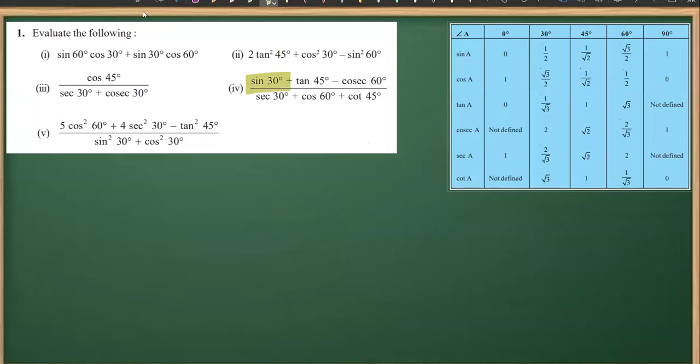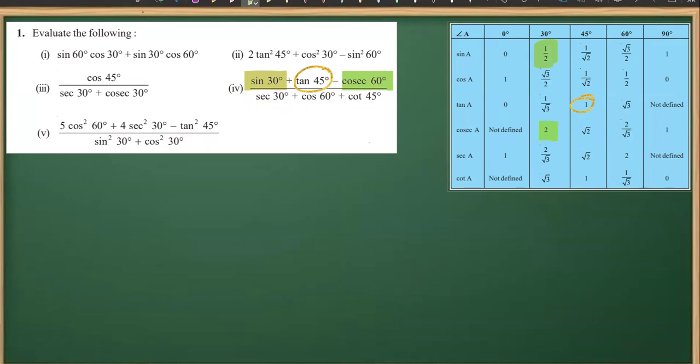Coming to the fourth part, this is (sin 60 - sin 30 + tan 45). So let's mark one by one. Sin 30 value, sin 30 is half. Then we have tan 45, and tan 45 is 1. We have next cosec 30, and cosec 30 is what?